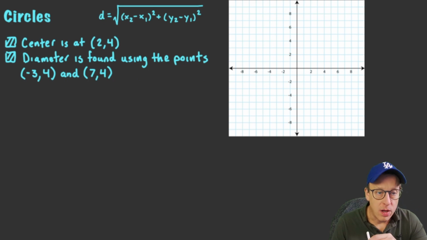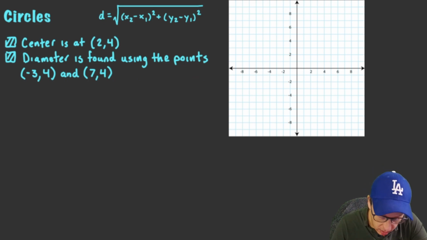Okay, so with a circle, what we're going to do here is, let's say you were told that you're going to have a center at 2, 4. Okay, so you're going to want to go over here and graph that out. So we're going to go over 2 and up 4.